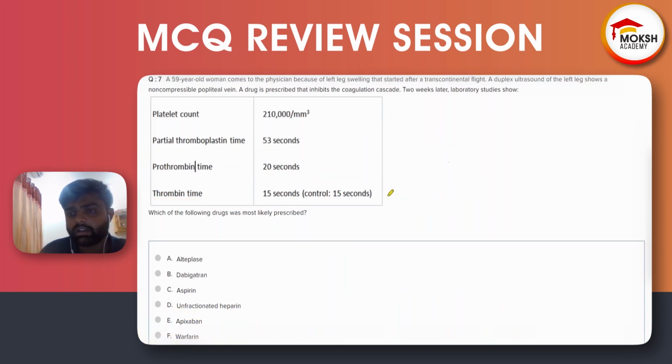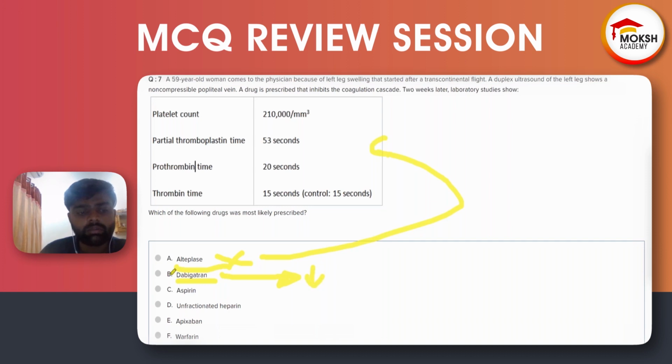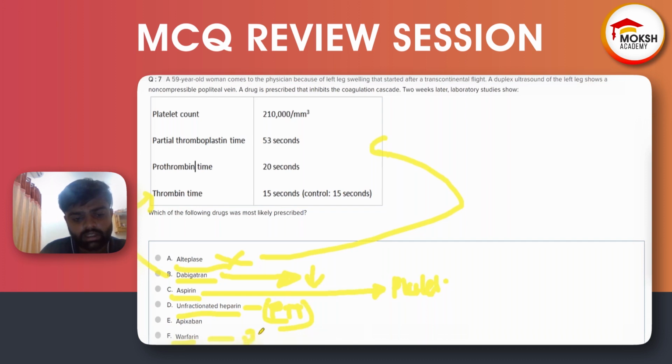So we can start ruling out options like alteplase, which does not affect PT or PTT. Dabigatran usually has no effect on PT or PTT. It increases the thrombin time, but thrombin time is normal. Aspirin does not affect PT or PTT. It affects platelet aggregation. Unfractionated heparin only affects PTT, and warfarin affects PT or INR.